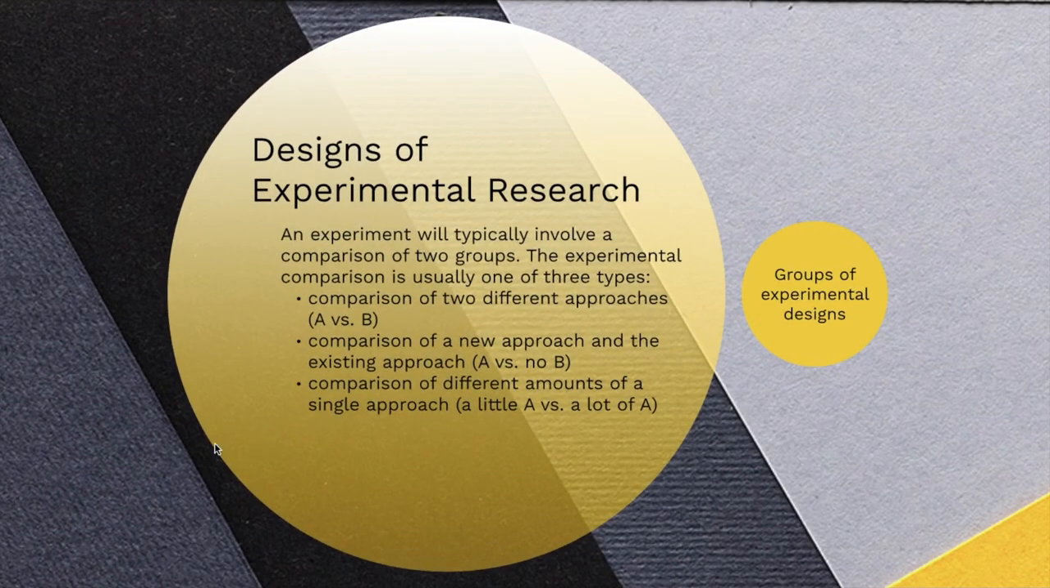Next topic is the designs of experimental research. An experiment will typically involve a comparison of two groups, like we said earlier, a controlled and an experimental group. And it's usually a comparison of one of these three types: a comparison of two approaches, an A versus B group; a comparison of a new approach and the existing approach; or a comparison of different amounts of a single approach, so a little bit of A and then a lot of A group.